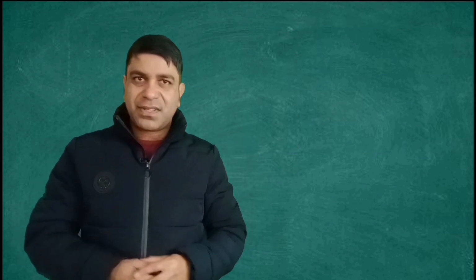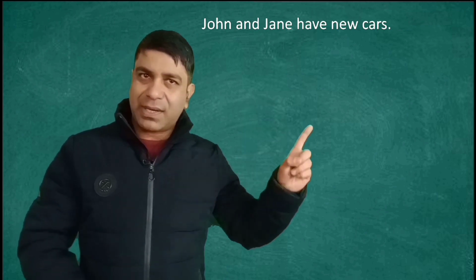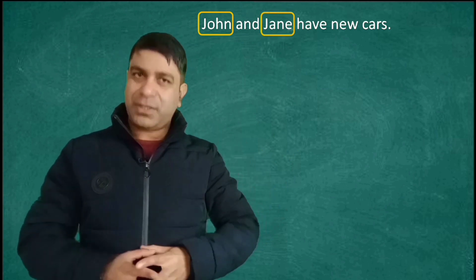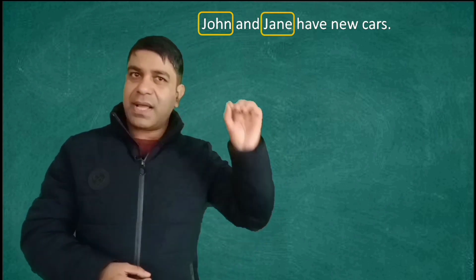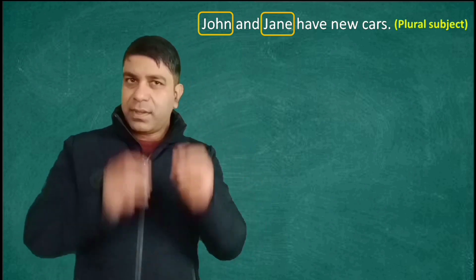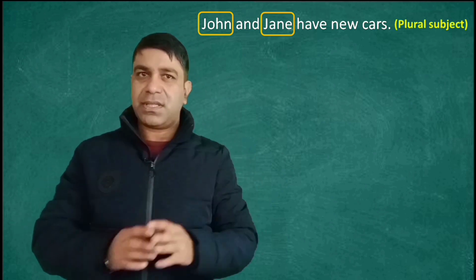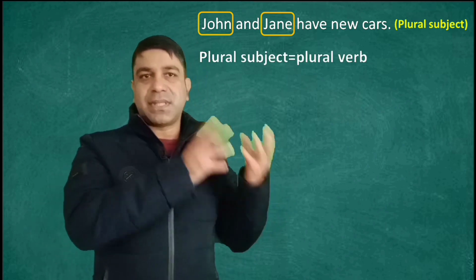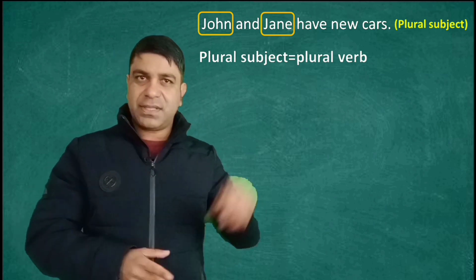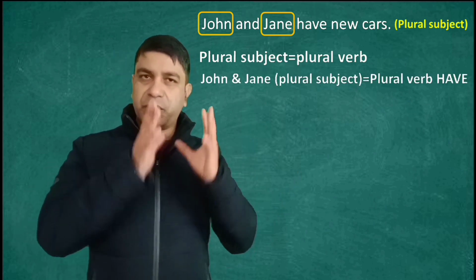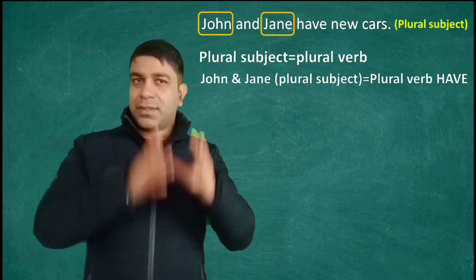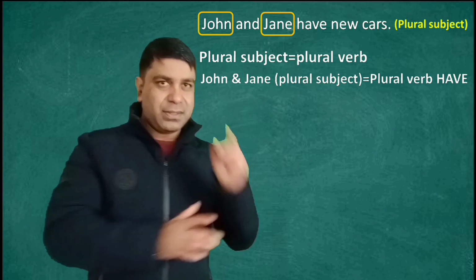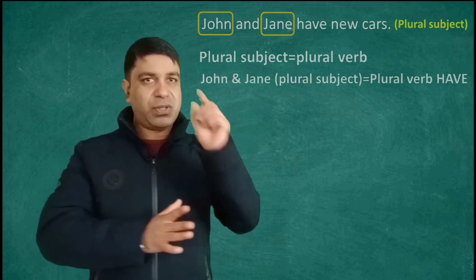Now look at this sentence. John and Jane have new cars. Who have new cars? John has a new car and Jane also has a new car. In this sentence, John and Jane are the two names. That means subject in this sentence is plural in number. So as said earlier, use plural verbs with plural subjects. The subject in this sentence is John and Jane, so we use plural verb have with this sentence. So the right way to say is John and Jane have new cars, not John and Jane has new cars.